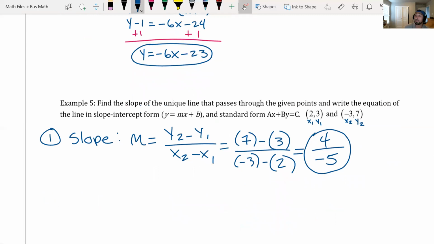Which means we can move on to step 2, which is now find the equation of the line, which means we will use the point slope formula.